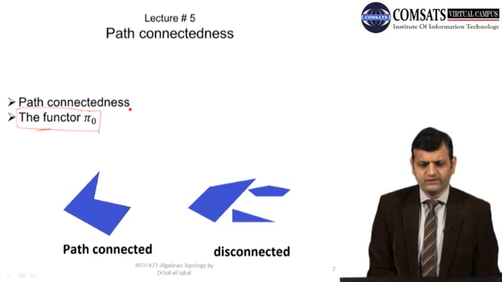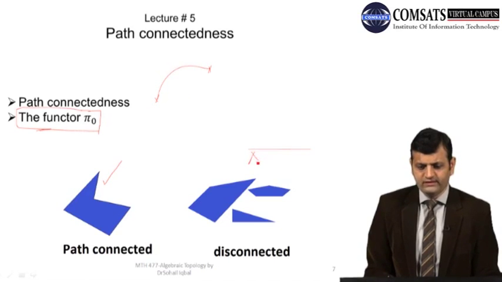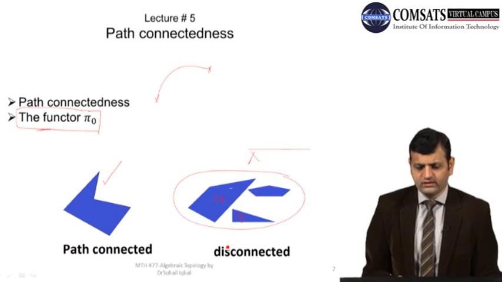A space is path connected if you can find a path between any two points in the space. For example, in this diagram you can see that this one is path connected and this one is not path connected. Why is it not path connected? Because I cannot find a path from this point, let's call it x, to the point y in this topological space. So it is not path connected, and this space is path connected.